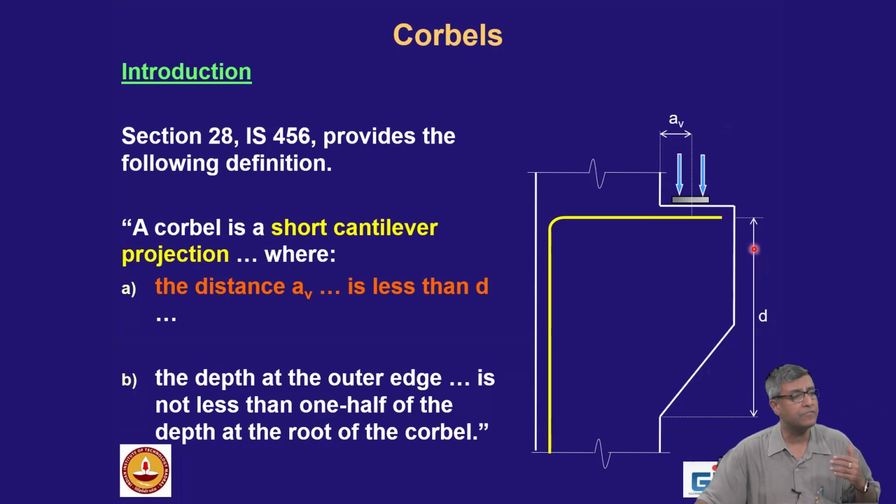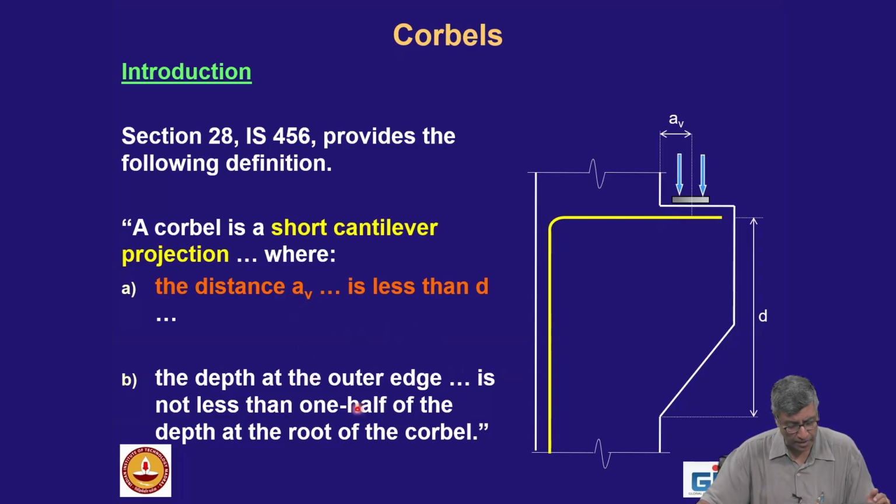And what is the effective depth? The effective depth is at the neck region. This is the compression point. This is the tension point. That means the effective depth is from the most compressed section to the centroid of the steel. This is the conventional definition. Now, if AV is less than D, which is obviously so for a corbel, then we define it as a corbel and not as a cantilever.